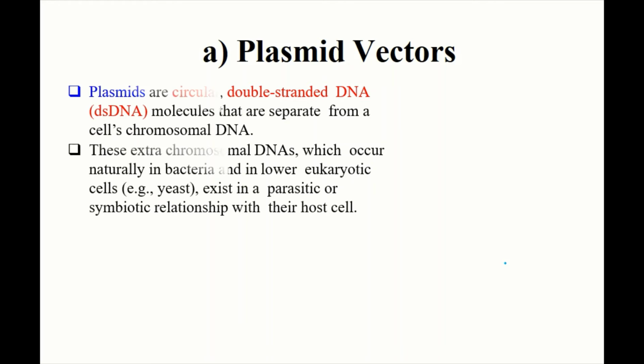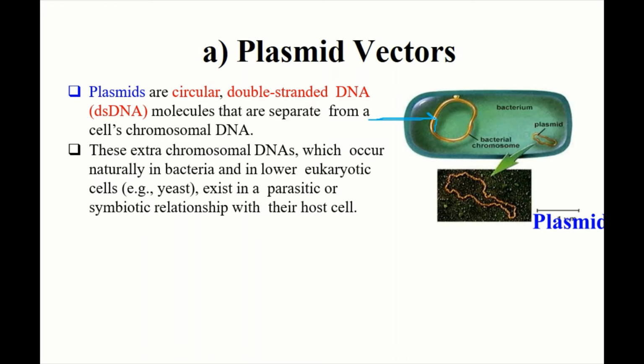So we start off with plasmid. Plasmid vectors are one of the most common vectors that we have. This is the chromosomal DNA within the bacteria. Then we have what we are calling plasmid DNA. It is circular, double-stranded, and extrachromosomal, and it occurs naturally in bacteria and lower eukaryotic cells such as yeast, and they exist in a parasitic or symbiotic relationship with the host bacterium.